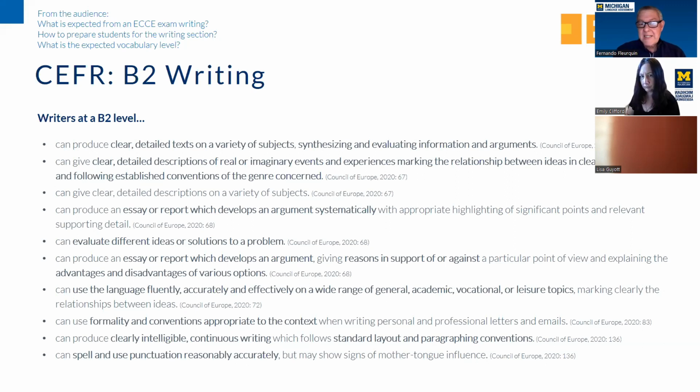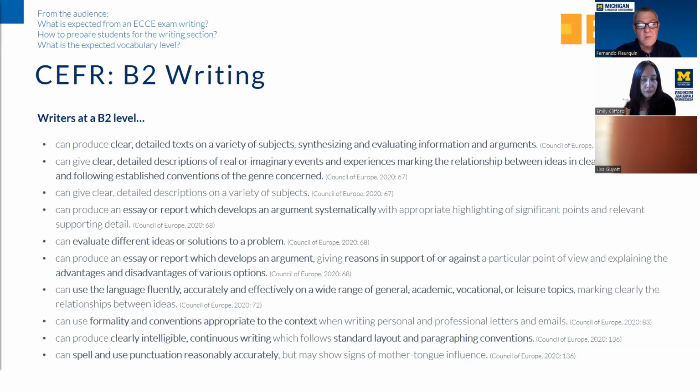Give clear, detailed descriptions of real, imaginary events. Write an essay or report which develops an argument systematically. Evaluating ideas or solutions to a problem. Writing a report or an essay or report which develops an argument, giving reasons in support or against a particular point of view, and explaining advantages and disadvantages of various ideas, various options.